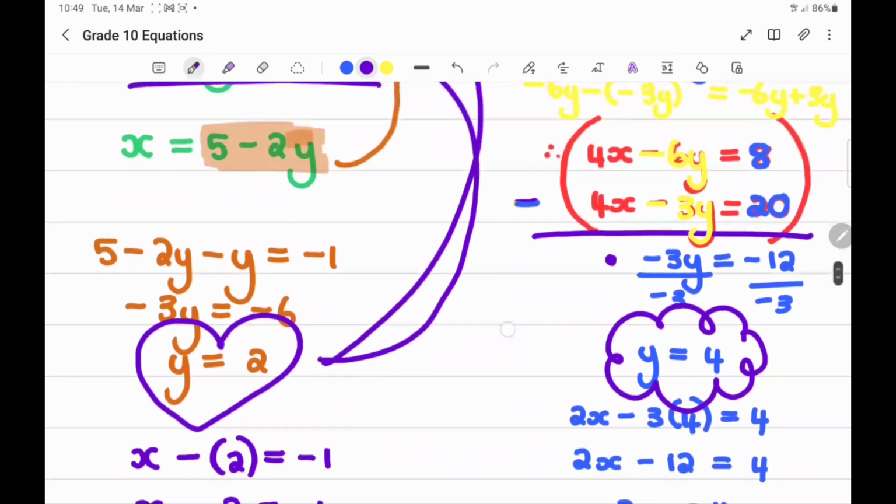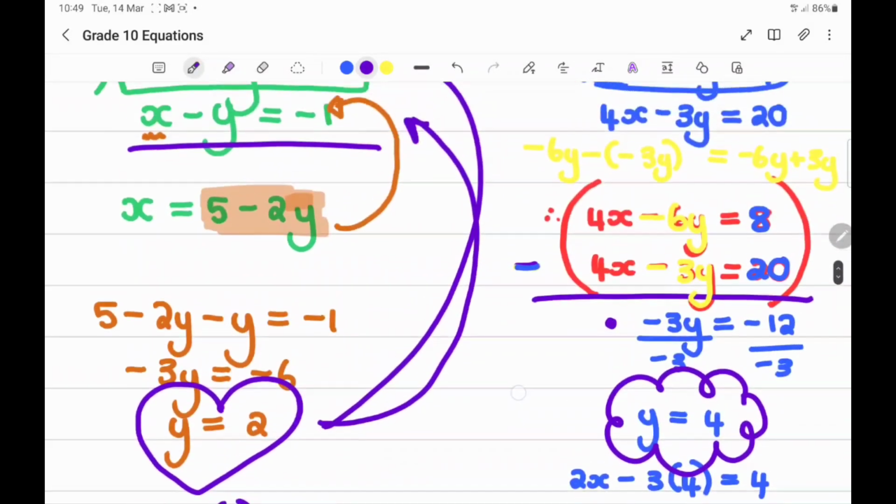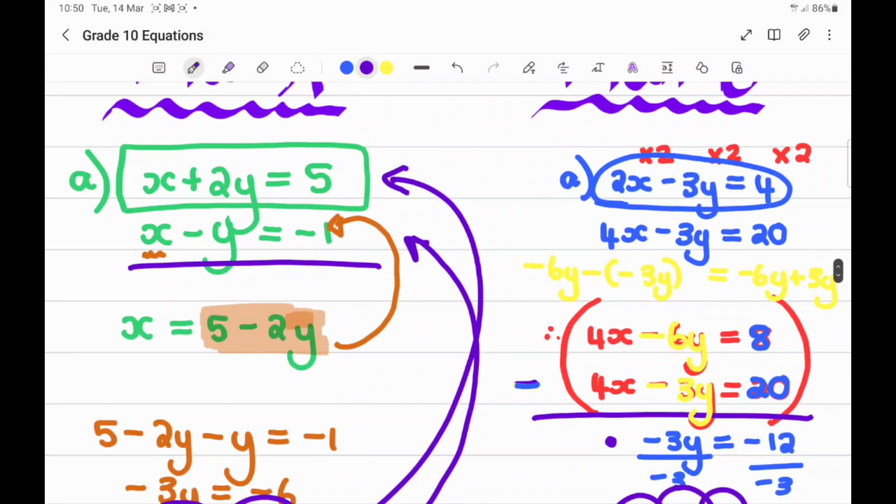Okay, and you can always go test your answers as well. If I had to go and replace it back, the x and the y, does it equal those equations for me?